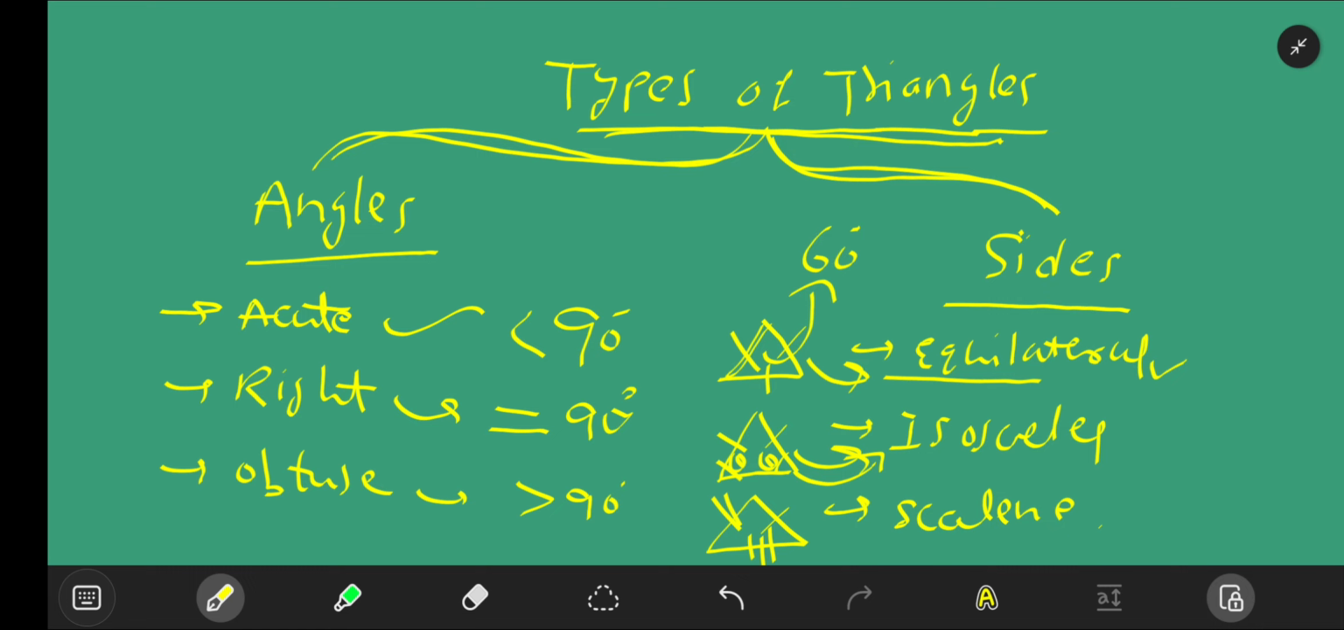Write this statement in your notebook like this also, if you want. In equilateral triangle, three angles are equal and three sides are equal. And isosceles triangle, two angles are equal and two sides are equal. And in scalene triangle, three angles are different and three sides are different.